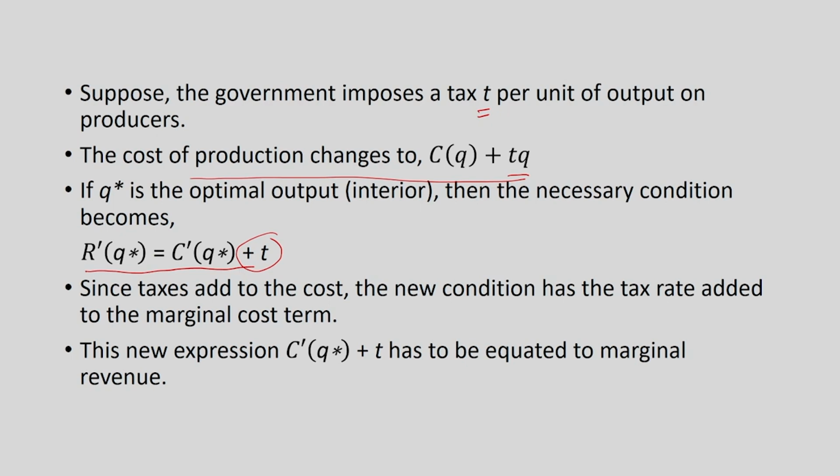And what is the idea? Since taxes add to the cost, the new condition has the tax rate added to the marginal cost term. So, this is quite intuitive, because now the marginal cost has changed. Because of the tax, to produce one additional unit of output, the cost has become this much. So, this new marginal cost has to be equated to the marginal revenue. This new expression C dash of Q star plus t has to be equated to the marginal revenue.